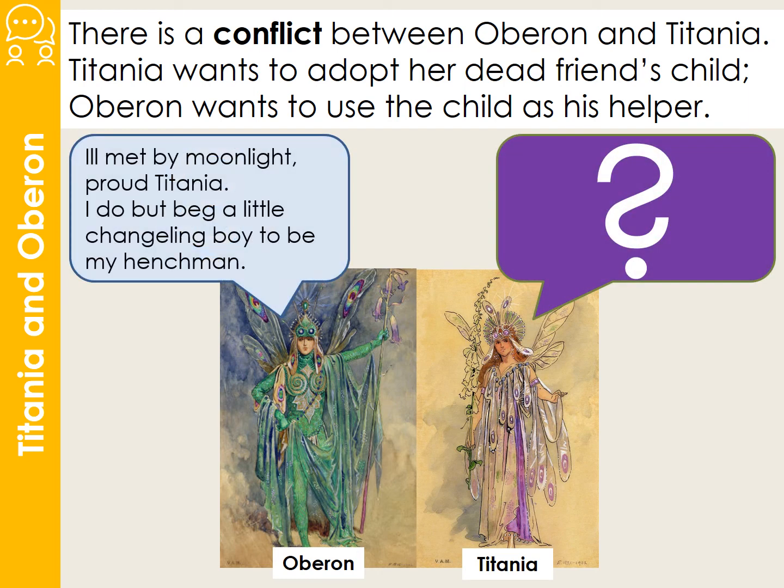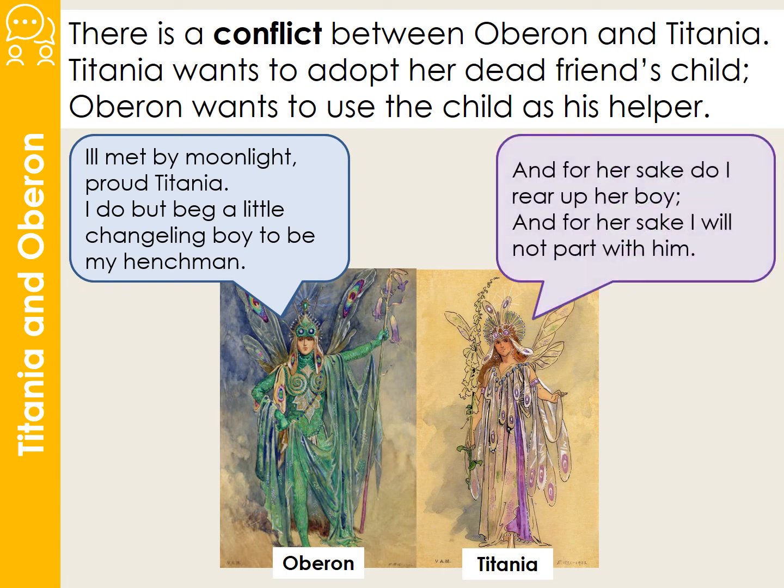One of the things that Oberon says is, "Oh, met by moonlight, proud Titania." So he even describes her as proud as a negative thing, though. "I do but beg a little changeling boy to be my henchman." So all I'm asking from you is to give me the boy that you have. And she says, "And for her sake do I rear up the boy," which means for the child's mother, for her sake, she said she would raise him, she'd look after him. "And for her sake, I will not part with him." So you can see that she is headstrong, she knows what's right, and she is willing to fight for it.